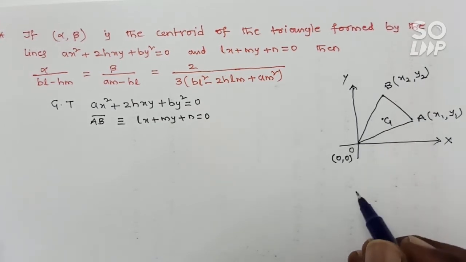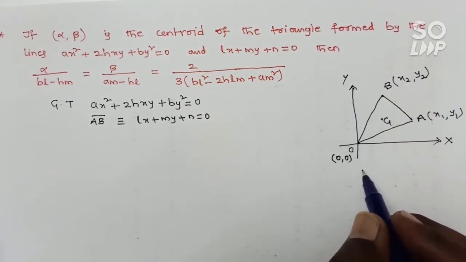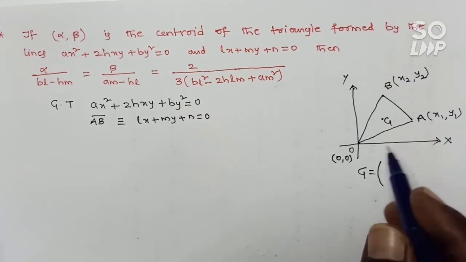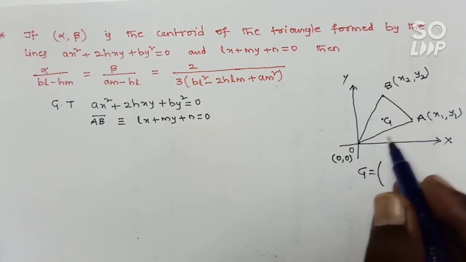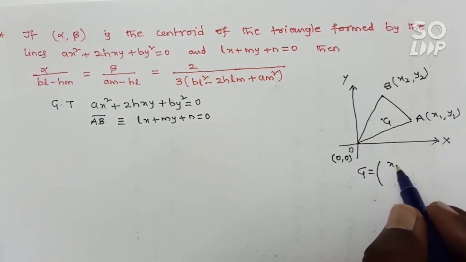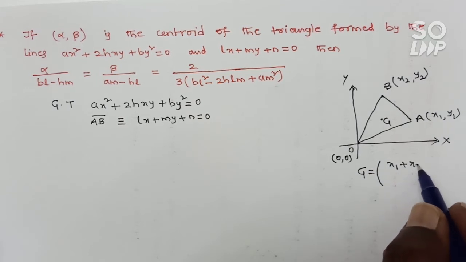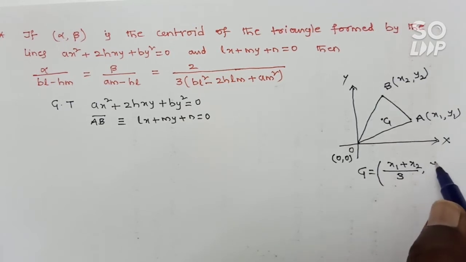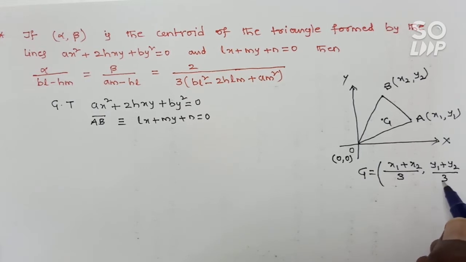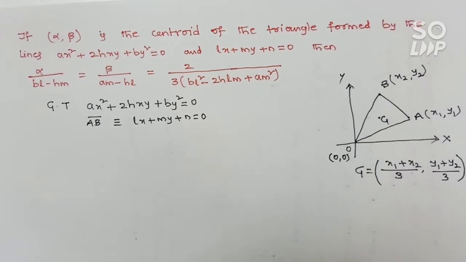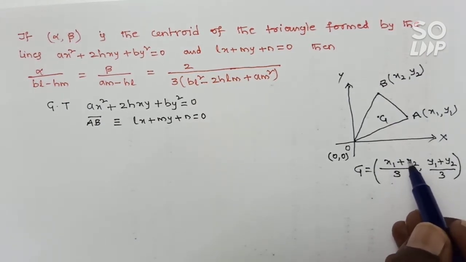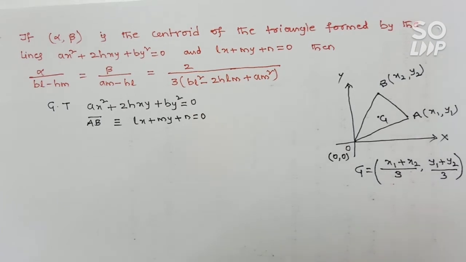Now what do you say the centroid of the triangle? Centroid G is equal to the sum of the x coordinates divided by 3. 0 plus x1 plus x2, that is x1 plus x2 whole divided by 3, comma y1 plus y2 whole divided by 3. Now this is the centroid of the triangle OAB. Now how can we write x1 plus x2 and y1 plus y2?